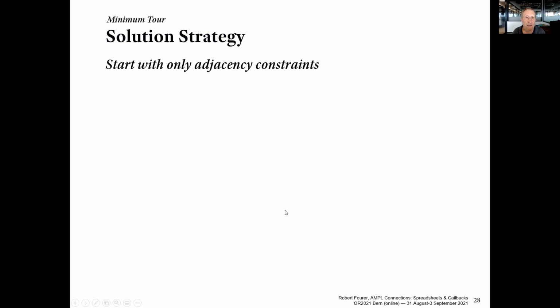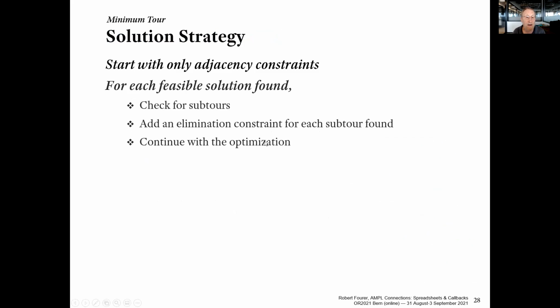And the solution strategy is to start only with the adjacency constraints, the ones that say 2 arcs at each node. And then every time you find a feasible solution, you check for subtours and add an elimination constraint for each subtour found. And then you continue with the optimization. So the idea is that there are a great many of these elimination constraints, but you only add the ones that you find out that you need. And the idea is to use a callback to add those constraints. Typically, far fewer elimination constraints will be added than the total number that exist.